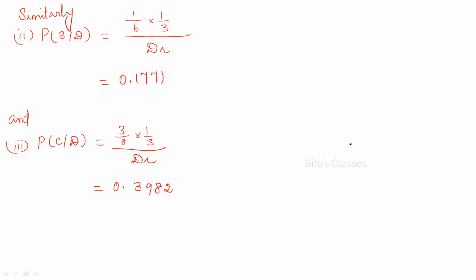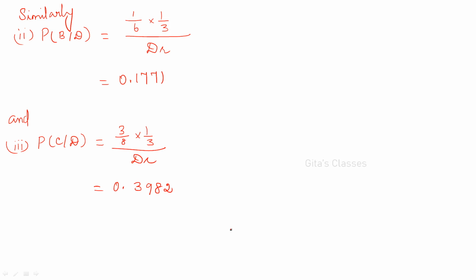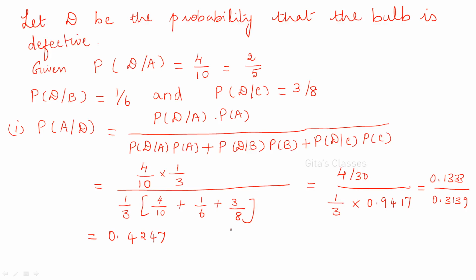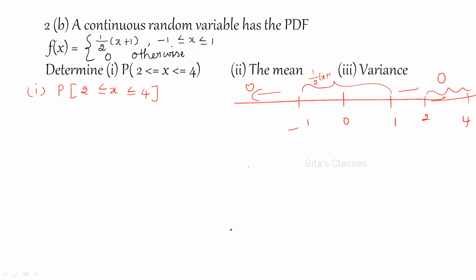How will you check whether you are getting the correct answer or not? If you add 0.4247, 0.1771 and 0.3982, you will get 1. If you are selecting a defective bulb, there are only 3 possibilities: it would have come from A or B or C. So the total probability is always 1. After this, you can check whether you have done it correctly or not.